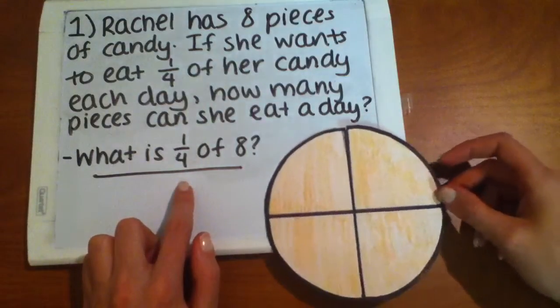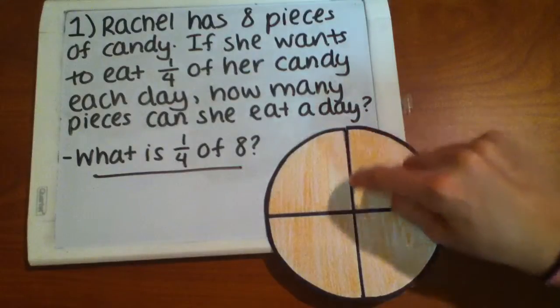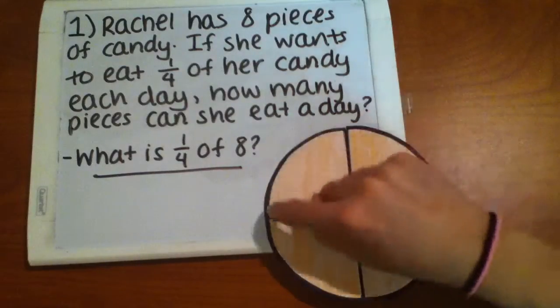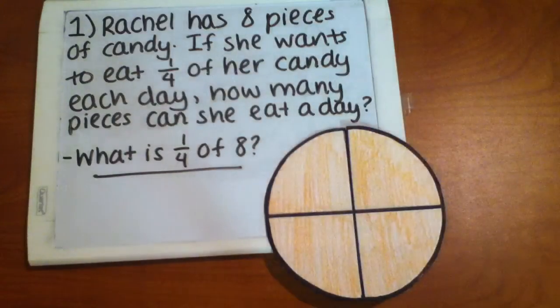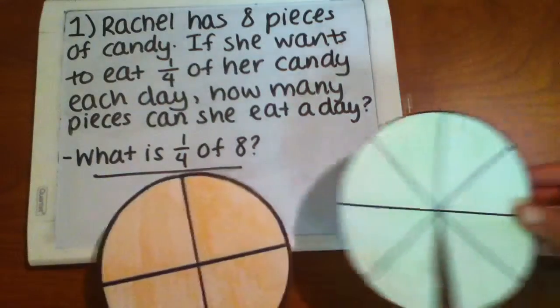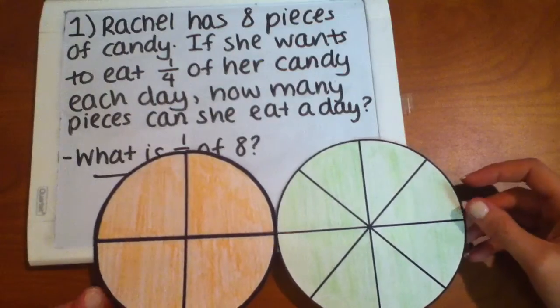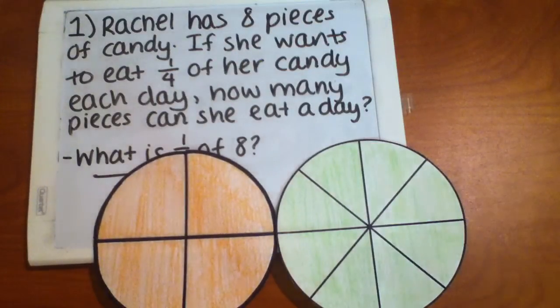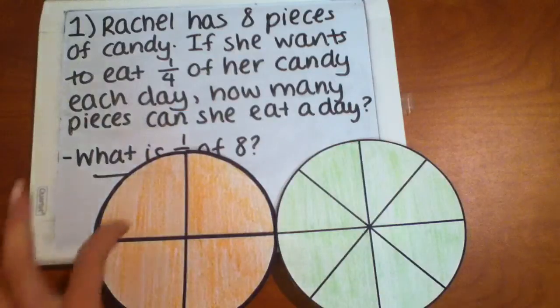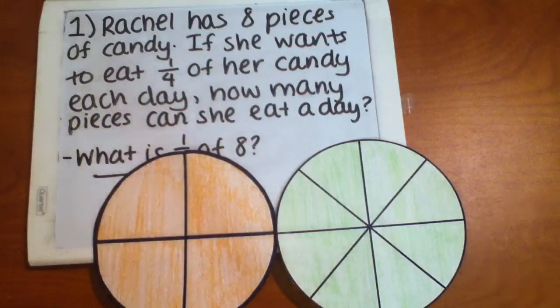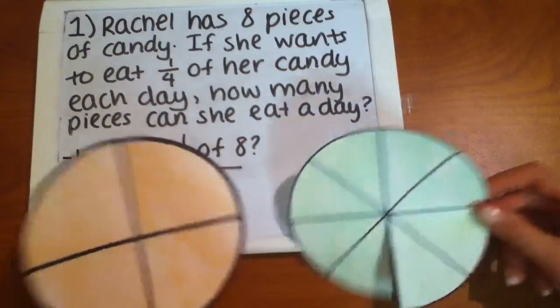Since we're only looking at 1/4, that means we're only going to be looking for what is one part of this. How many is that equivalent to in a whole that is divided into 8 equal pieces? If we have another whole that is divided into 8 equal pieces, we can compare what the equivalent amount would be for 1/4 to a whole divided into 8 pieces. And also we have to make sure that these are the same size.